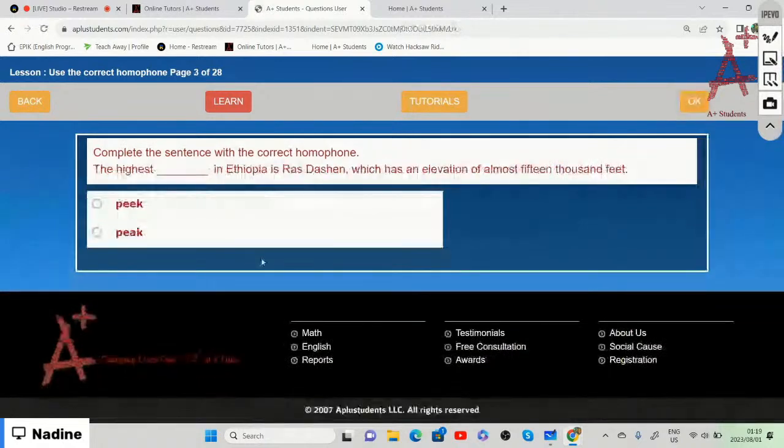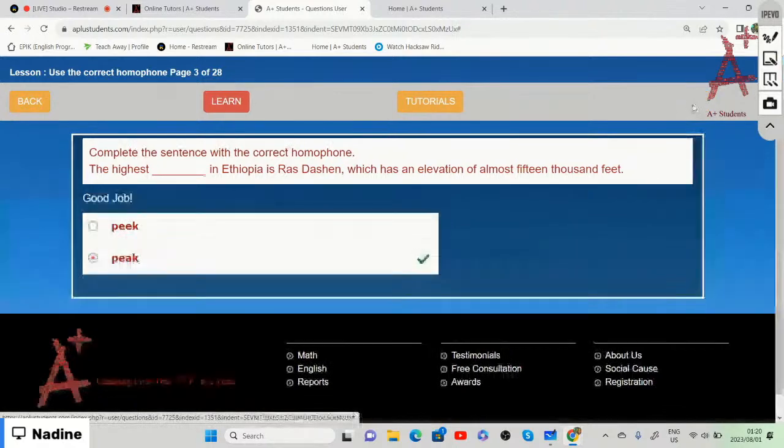Well done. The highest peak, peek or peak, in Ethiopia is Ras Dashen, which has an elevation of almost 15,000 feet. The highest peak, peek or peak. All right, so we will choose the second option, which is peak, right, which shows the highest or top of a mountain or top of something. And the first, peek, it means to look through something secretly. All right.